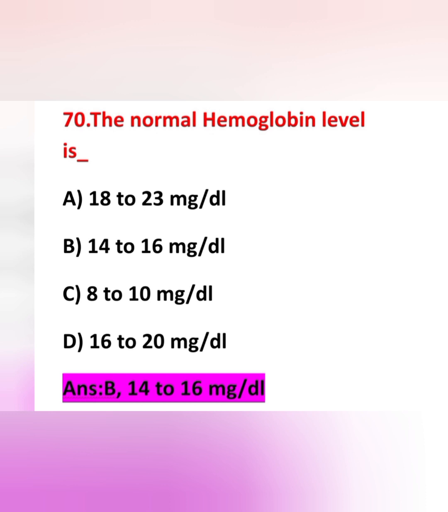And the normal hemoglobin level for an adult is 14 to 16 gram per deciliter, and for female it is 12 to 15 gram per deciliter. Here our question is normal hemoglobin levels. Normal in general, normal is 14 to 16 milligram per deciliter.